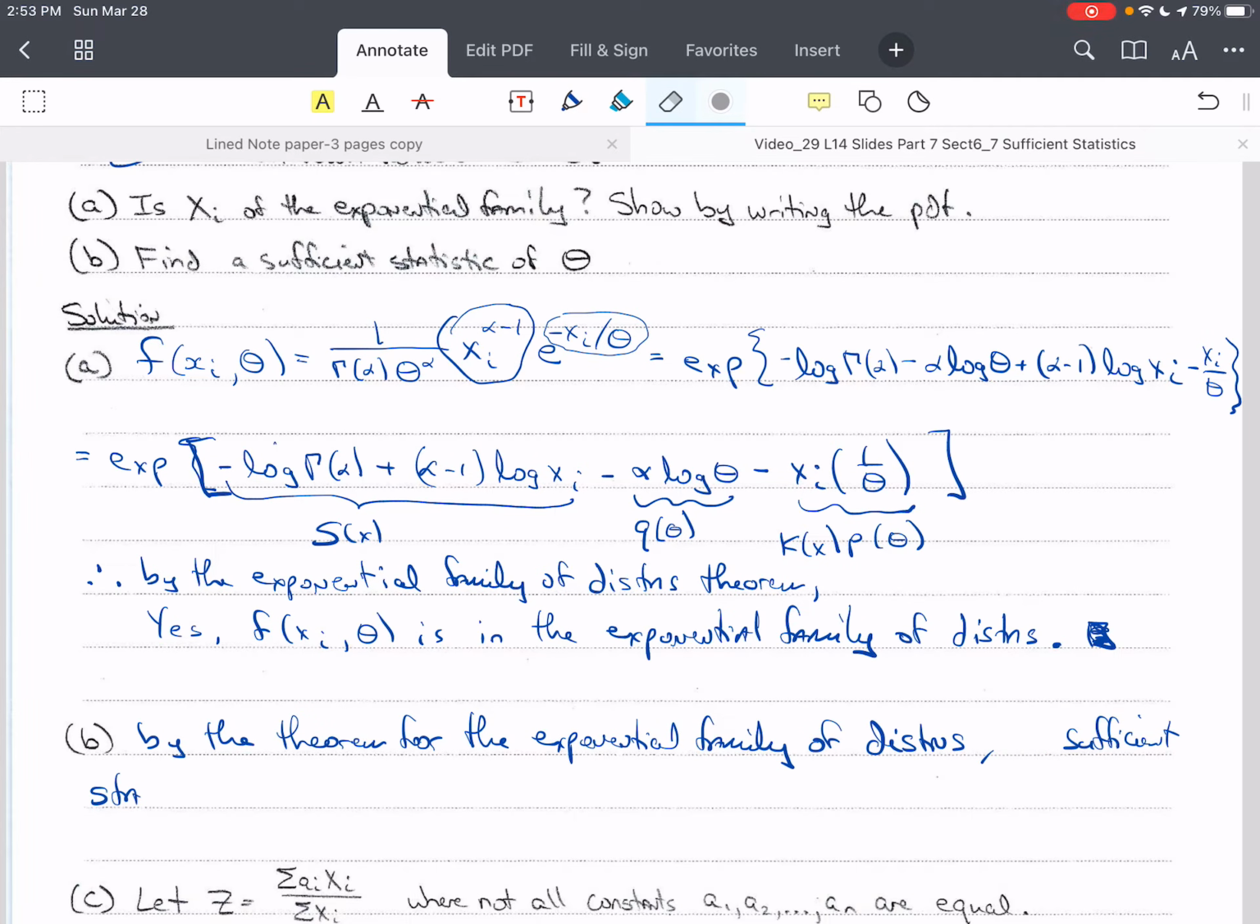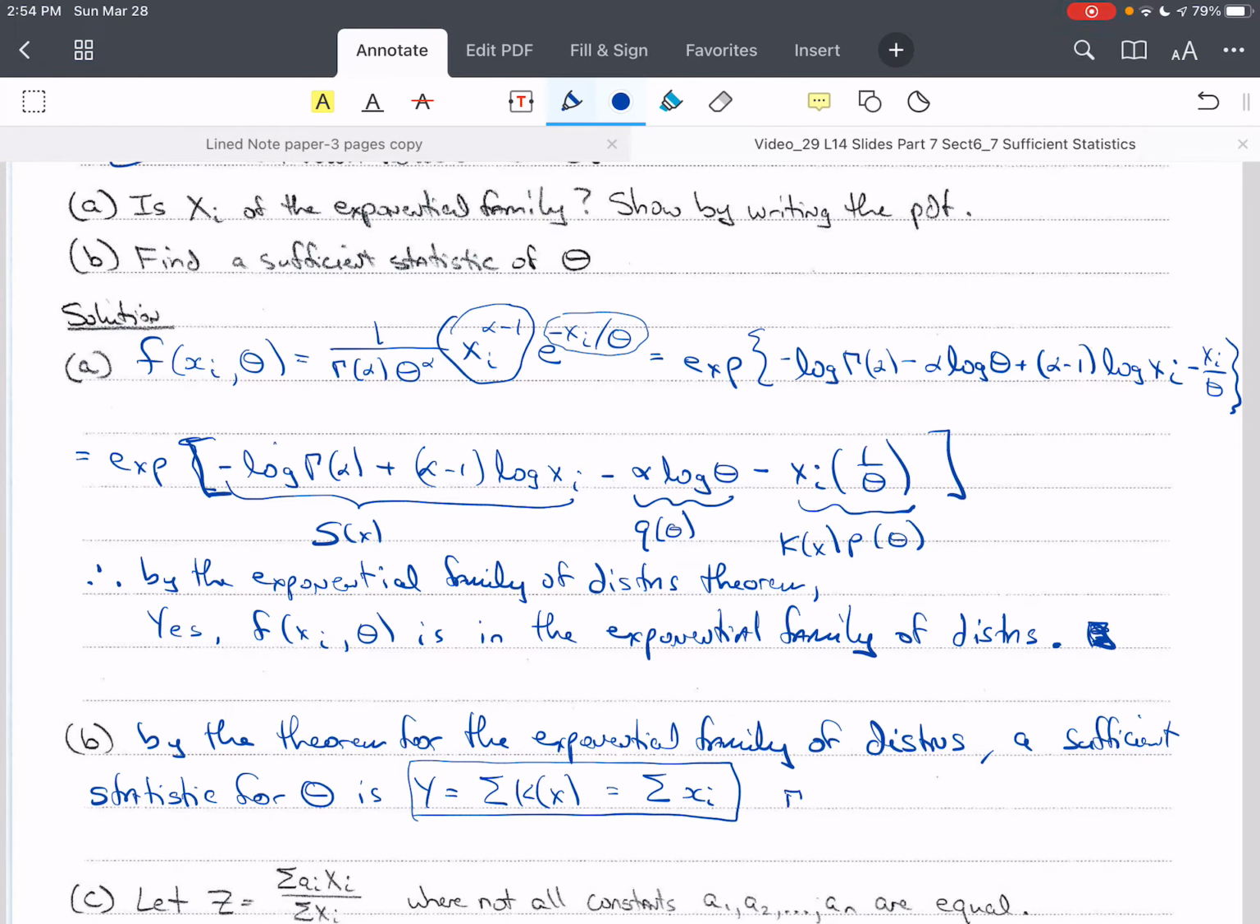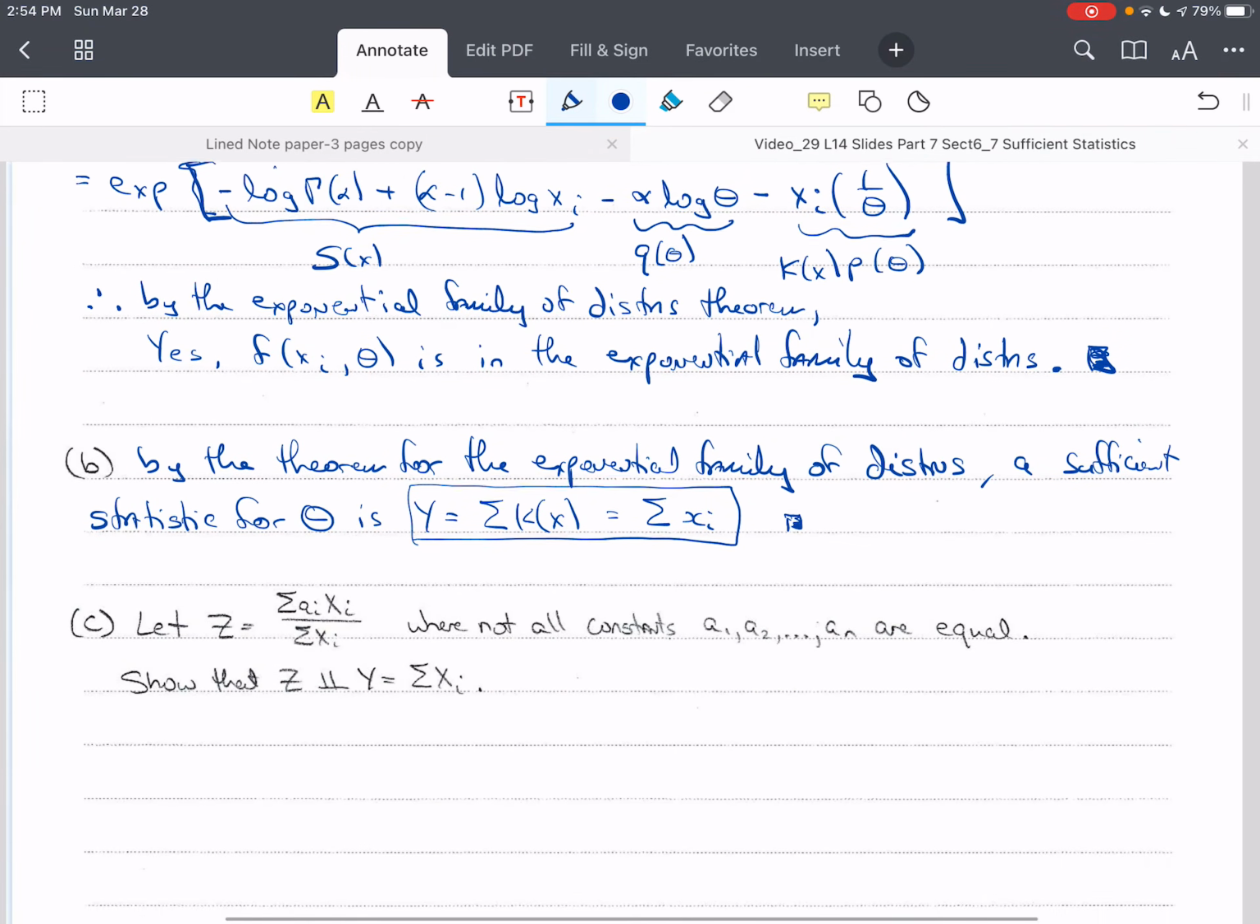A sufficient statistic for theta is y equals the sum of k sub x of x, which is equal to the sum of x sub i. Okay? You could do this by the factorization theorem and rewriting this if you wanted to. I'll leave that for you to do. You should be able to do that by now.